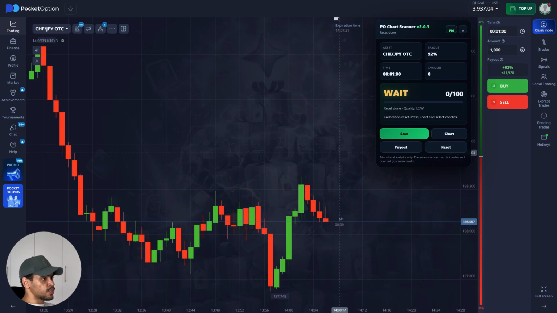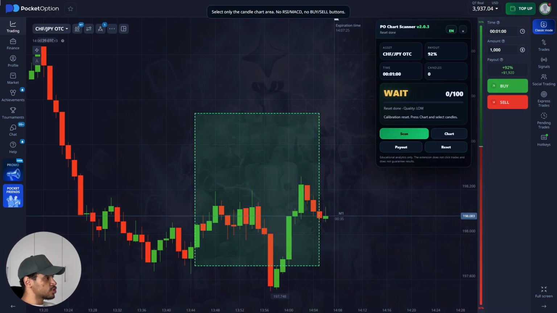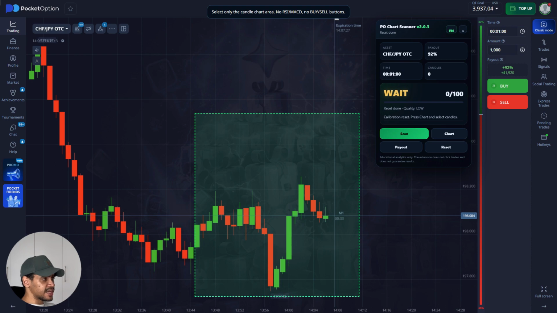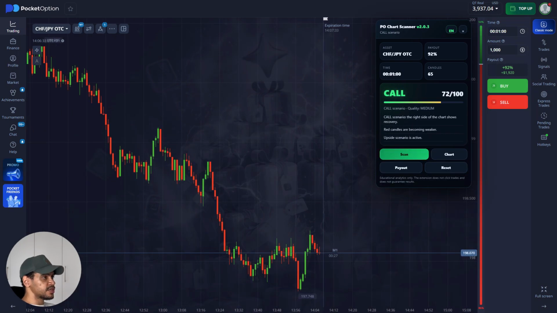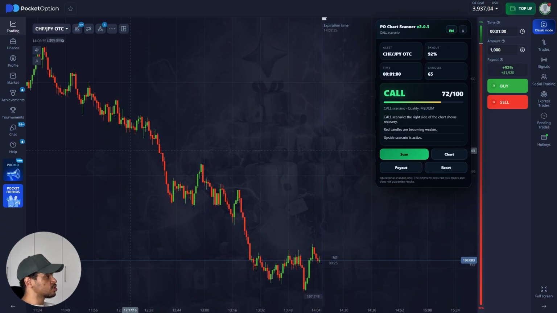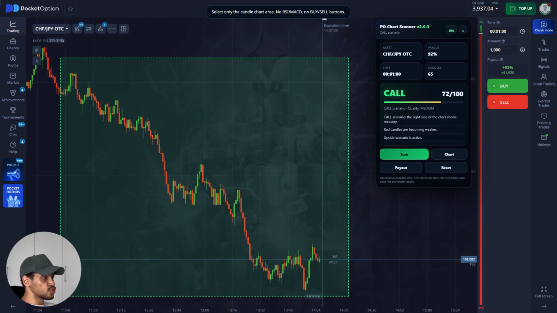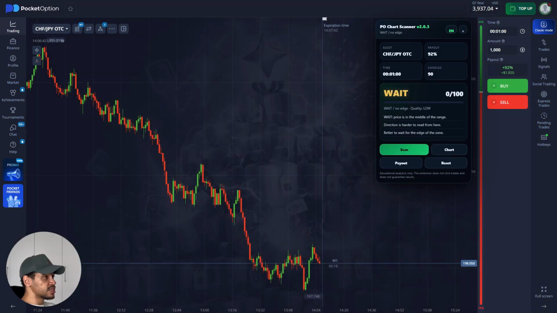So how to trade with this tool? Very simple. Like I mentioned, you just select the area on the chart. Don't select an area like this. Make sure that it's much bigger. Right here we get a call signal, but it is medium quality. We want to select a bigger area so we have more information for the tool to analyze. So we're going to do this, and it actually says wait because price is in the middle of the range. Direction is harder to read from here. Better to wait for the edge of the zone.